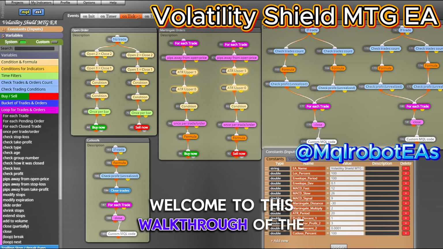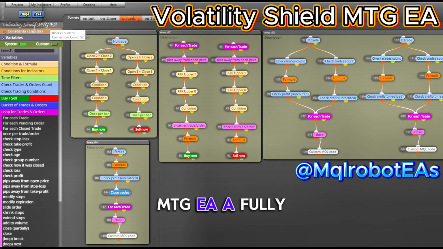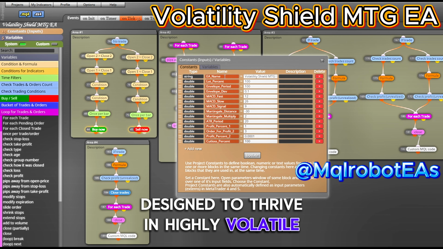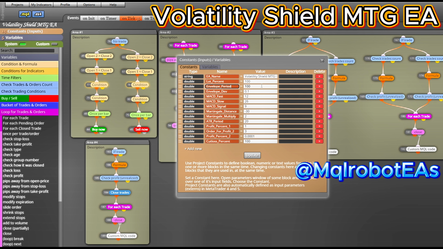Welcome to this walkthrough of the Volatility Shield MTG EA, a fully automated trading robot designed to thrive in highly volatile markets using a dynamic martingale strategy, all built using FXdreema without writing a single line of code.